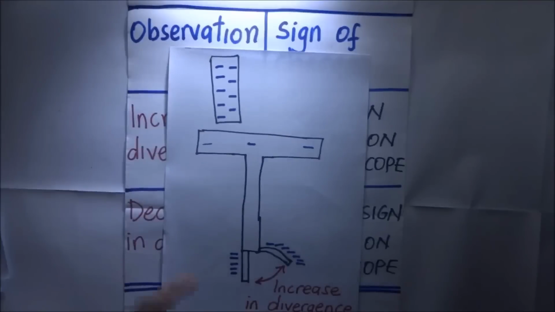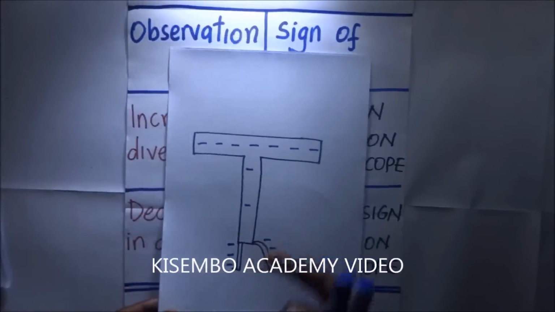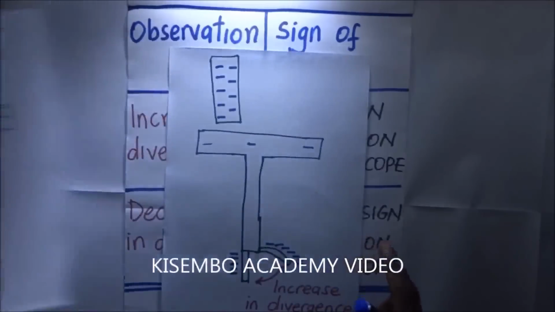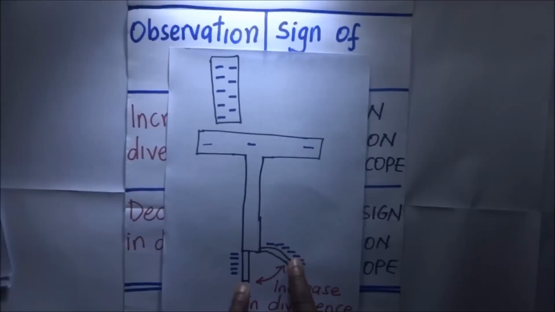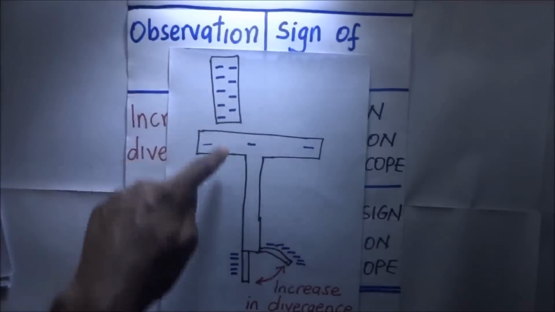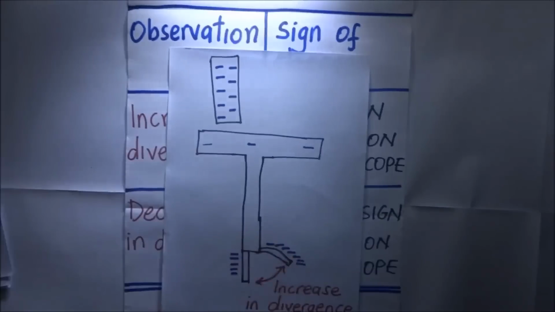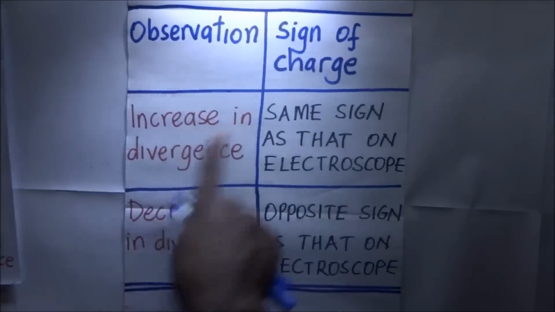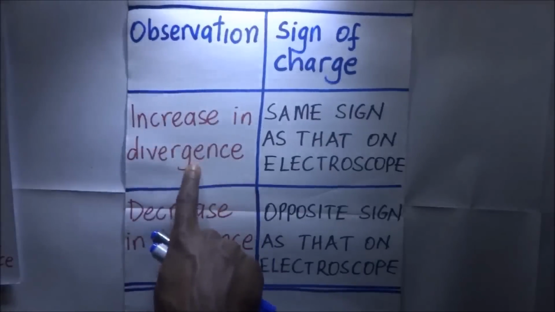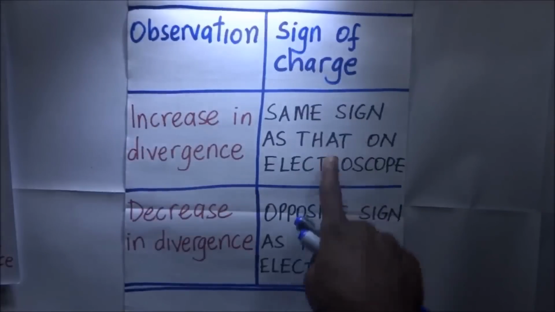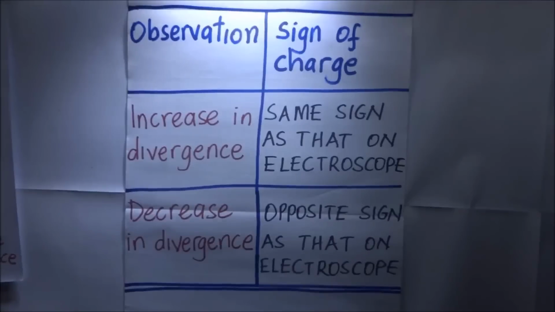So if you have a negatively charged gold leaf electroscope like this one, and you introduce a body near the cap, and the observation is an increase in divergence, then that would mean that the body introduced at the cap has the same charge as the gold leaf electroscope, and that explains our first table. Our first table is saying that if the observation is an increase in divergence, it would mean that the sign of the charge of the body introduced is the same as that on the electroscope.